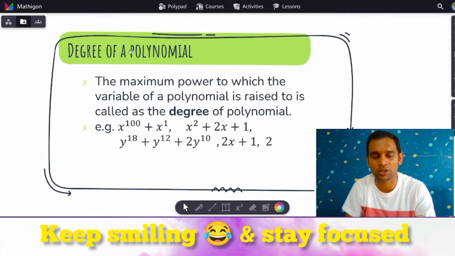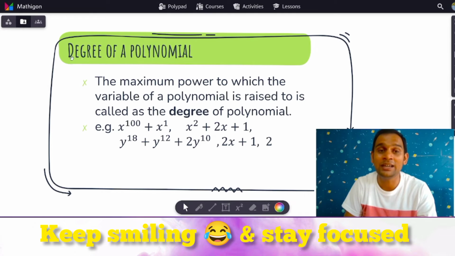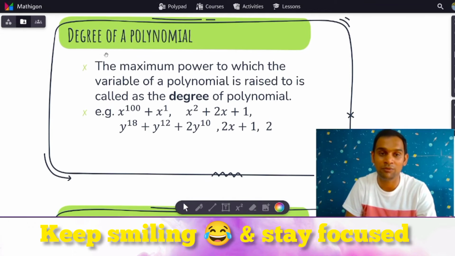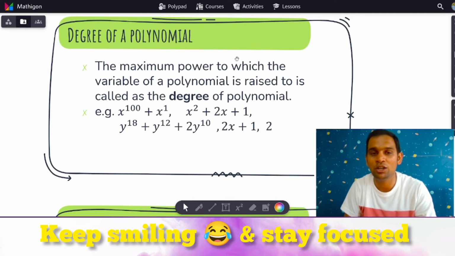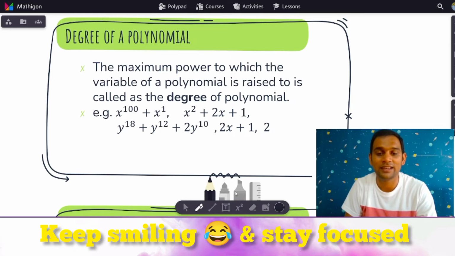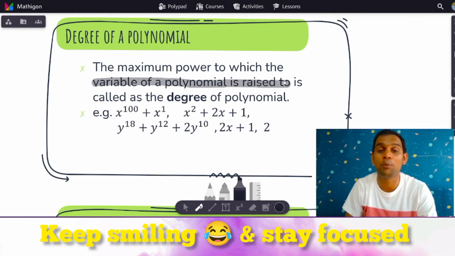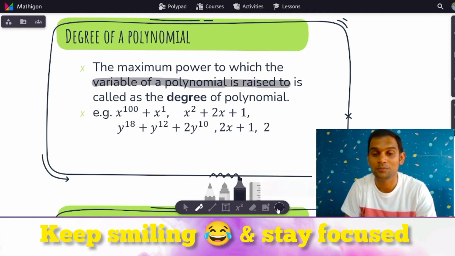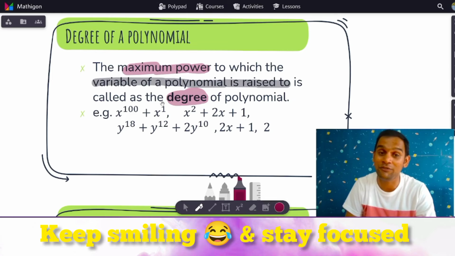There is one more important terminology we need to understand: degree of a polynomial. What do we mean by degree of a polynomial? The degree of a polynomial is the maximum power to which the variable of a polynomial is raised. I'll repeat, the maximum power to which the variable of a polynomial is raised is called the degree of a polynomial. Now, how do we find this degree?